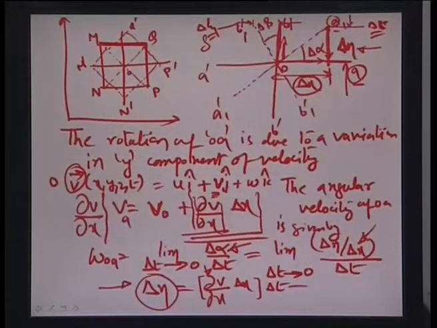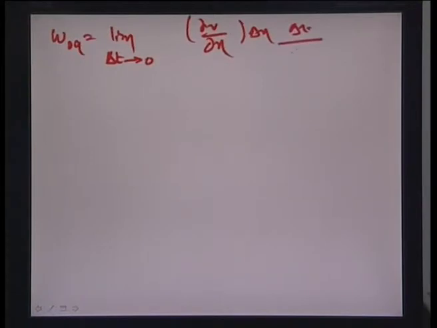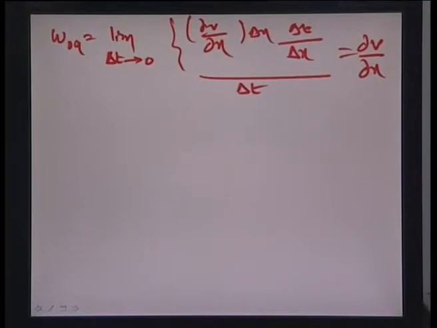So, if I put this value of delta neta from equation 2 into equation 1, let us see what the value of omega OA finally becomes. Omega OA in that case is the limit as delta t tends to 0 of del v by del x times delta x times delta t by delta x, divided by delta t, which is nothing but dv by dx. So, this comes out to be dv by dx.